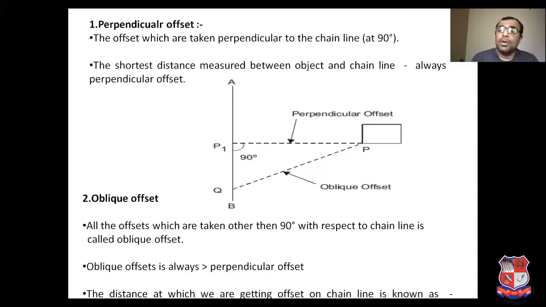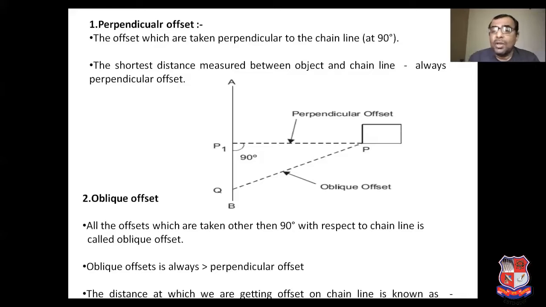The second offset is the oblique offset. All the offsets which are taken at other than 90 degrees with respect to the chain line are considered oblique offsets. Oblique offsets are always greater than the perpendicular offsets. Here I am talking about the value of the distance of the oblique offset and perpendicular offsets. The distance at which we get the offset on the chain line is known as the chainage distance.